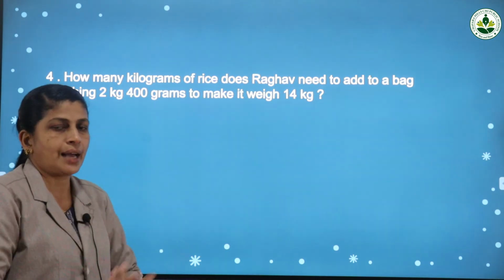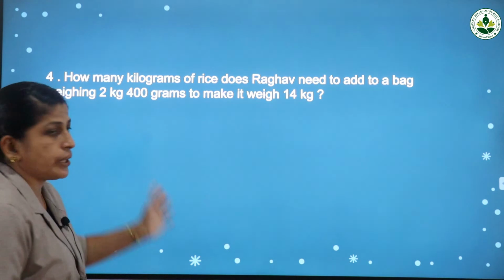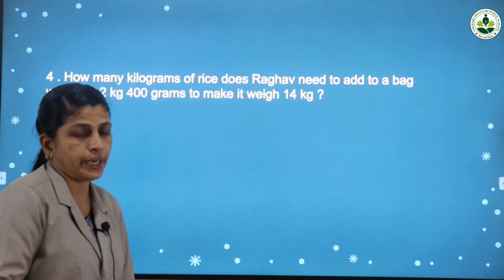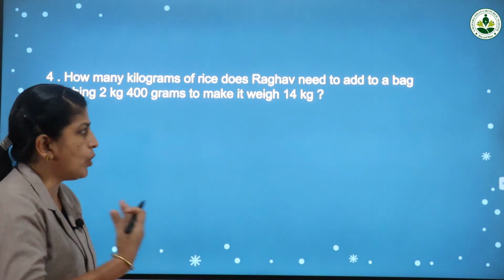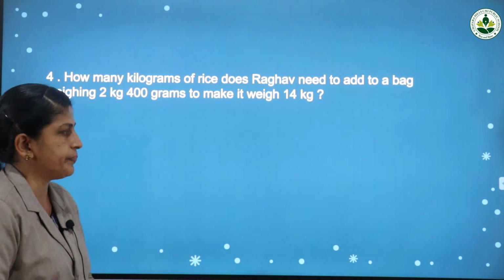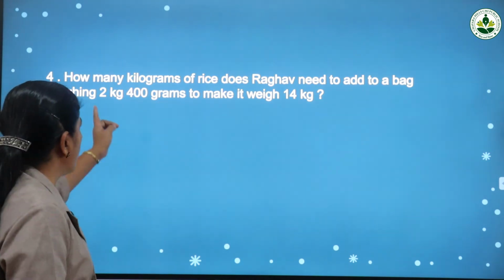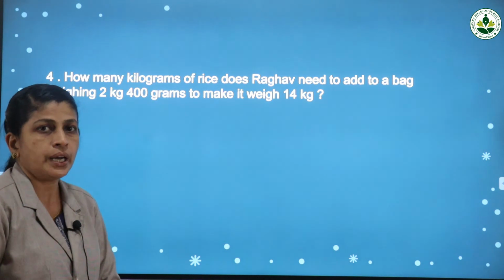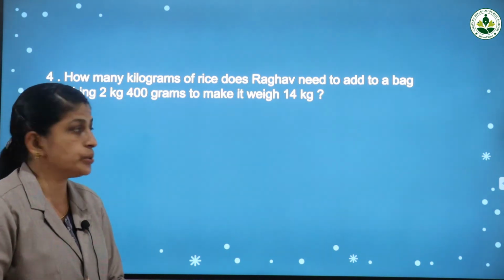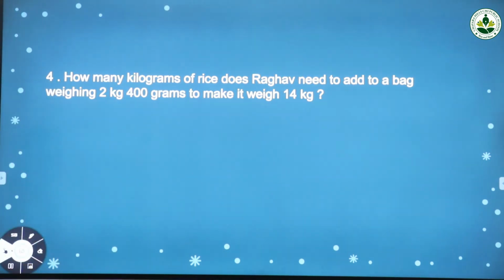How many kilograms of rice he needs to add to a bag weighing 2 kilogram 400 grams to make it 14 kilogram? He is having a bag of rice with the weight of 2 kilogram 400 gram. He needs 14 kilogram of rice. How much more rice does he need? That's the question. That means 14 kilogram minus 2 kilogram 400 gram, or 2 kilogram 400 grams plus what is equal to 14 kilogram.